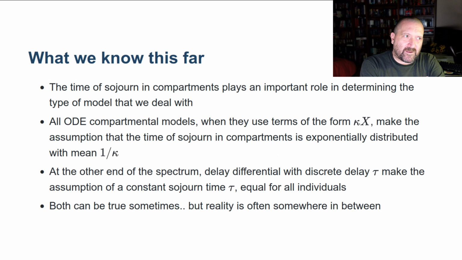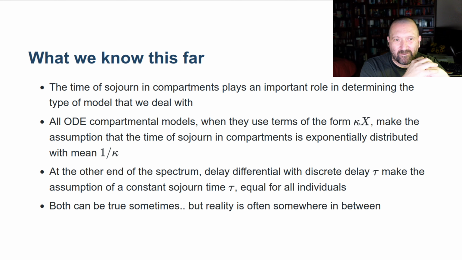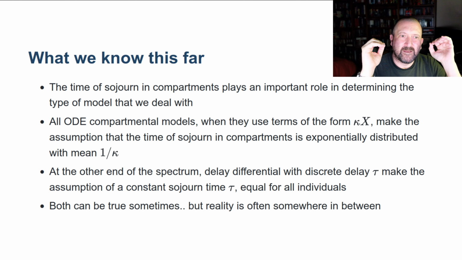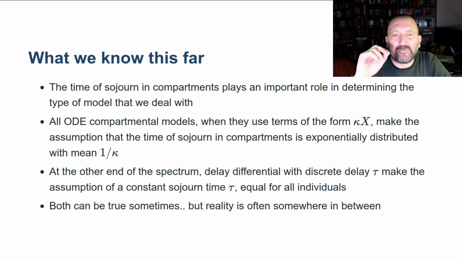Okay, so I hope I've convinced you that the time of sojourn in compartments plays a really important role in determining the type of model that you have. And the main point here is that if you're looking at a compartmental model for an ODE, then you're making the assumption that if you have a term of the form kx going out of the compartment, then the time in the compartment has an exponential distribution.